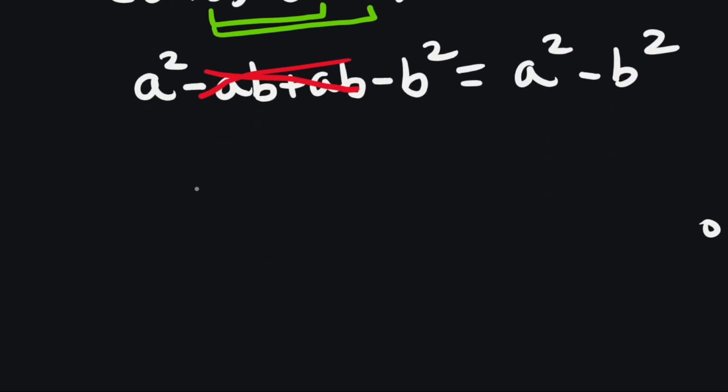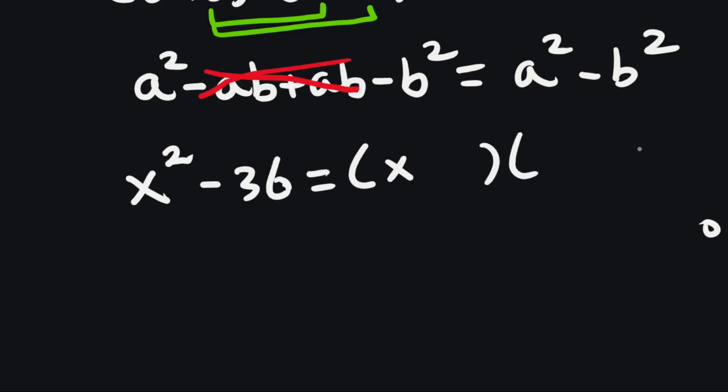So another example is, let's say we had x squared minus 36. Using this formula, we know what the two binomials that make it up are. So let's set up the parentheses. What is a in this case? So a would be this x. So let's write down the x here. One is a plus, one is a minus. And what is b in this case?